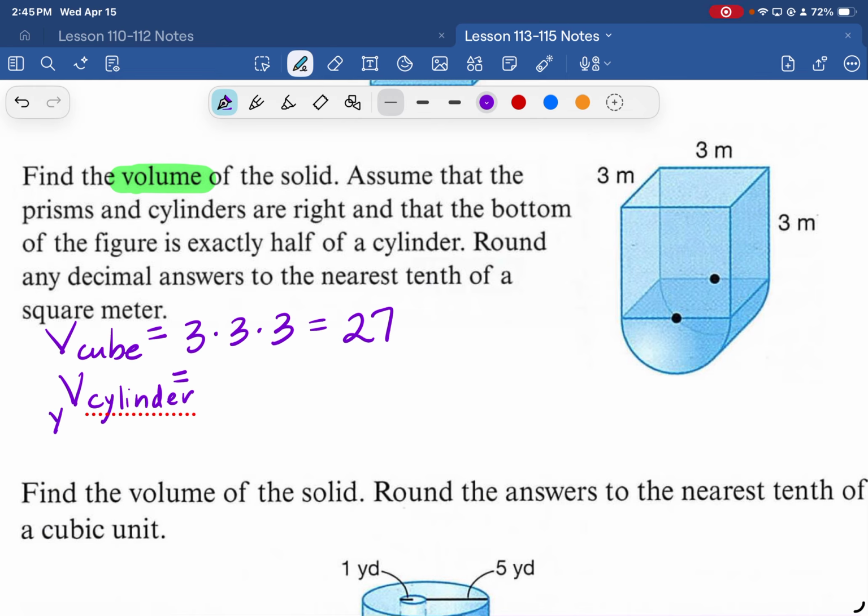Actually, it's a half cylinder. It's not even a full cylinder, so we just divide by 2. So we're going to do our pi r squared, which is pi times 1.5 squared times 3. Do y'all know where I got that from? Okay, good. And then, like you said, divide that in half. So punch that in. Tell me what you get for that so we can add that to the 27.